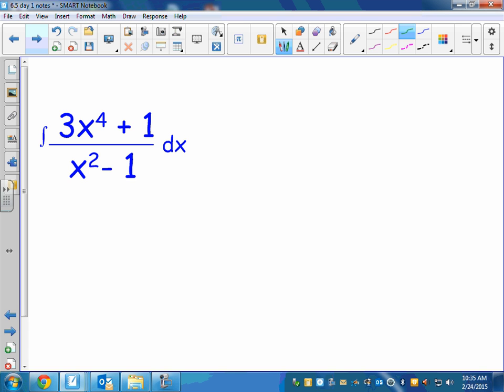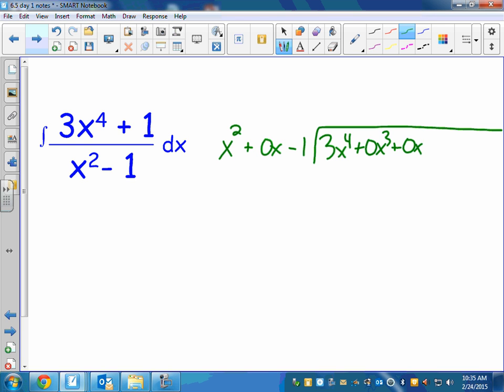Best part about long division, you got to fill the zeros in, right? So if I'm dividing this on the bottom, that would be like x squared. Is this the exact problem from the homework? Is this your homework? It's from the example? Okay, that's it. Plus 0x minus 1. And then on the inside, I would have 3x to the fourth plus 0x to the third plus 0x squared plus 0x plus 1. Woohoo!